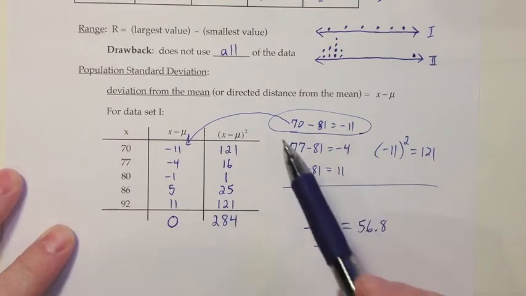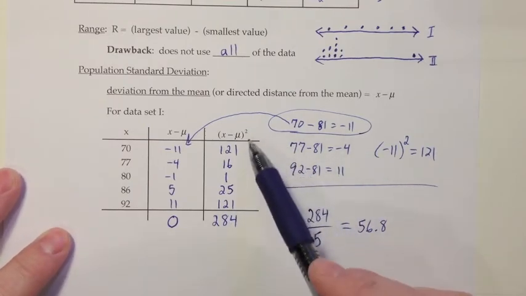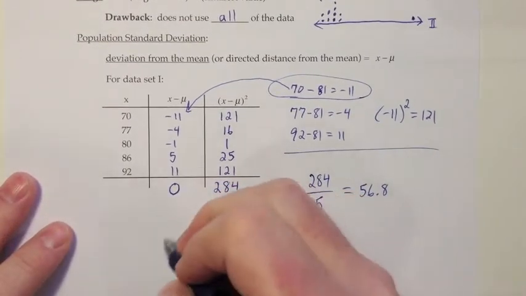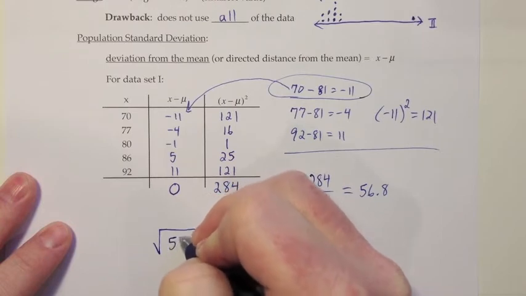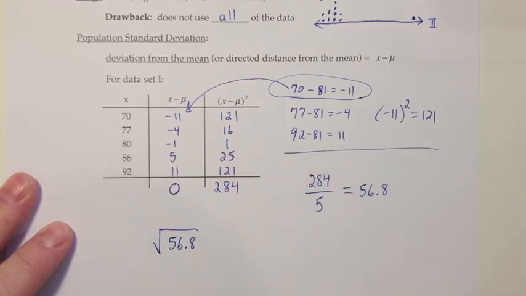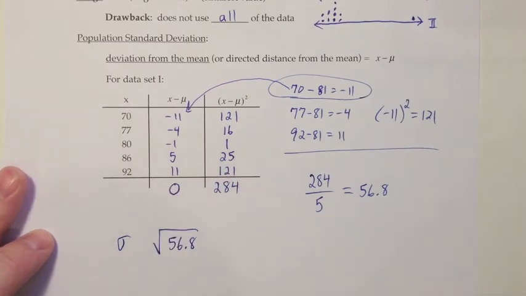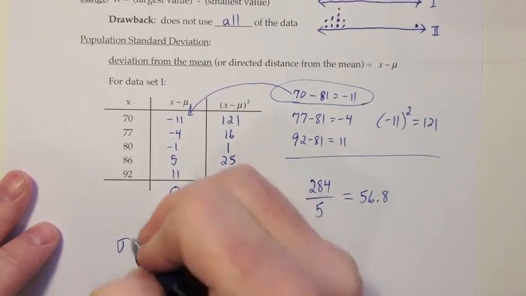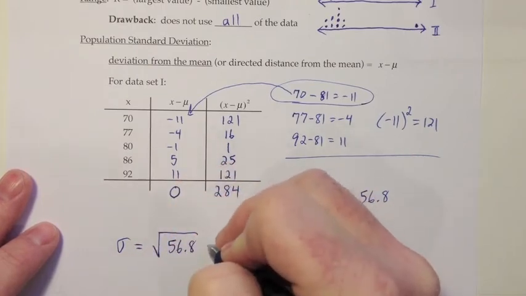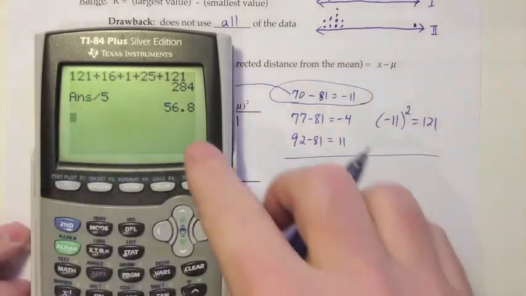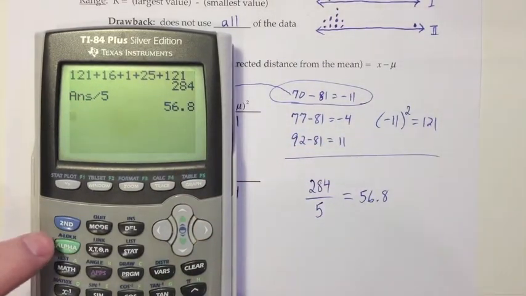So what we're going to do to get rid of this kind of growth we got is do the opposite of that squaring, and we're going to end this process by taking a square root. So we're going to take the square root of that 56.8. This is going to be our population standard deviation. The symbol for that is the lowercase Greek letter sigma, so I'll put that in there. And it's going to be the square root of 56.8, which I'm sure will be messy, so I'll put an approximately equal on that, and let's see how that turns out. We have our 56.8 sitting there. Now we want the square root of that.